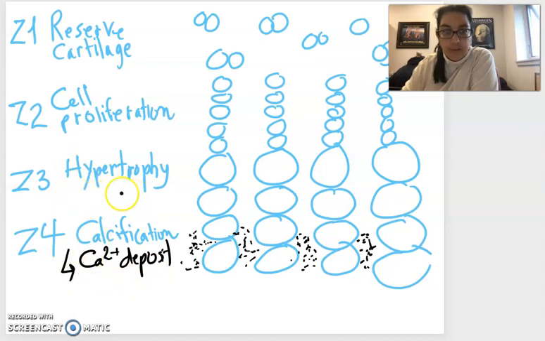That's what I want you to do here. Put a little arrow like I did here and write increased number of cells and cells lining up in columns. And here, increases in size of the cells. So zone 4, you have calcium deposit, and you have this matrix that becomes calcified. So this is a calcified cartilage at this point.